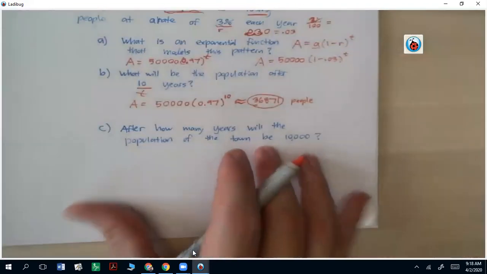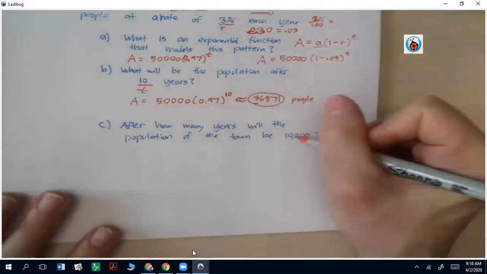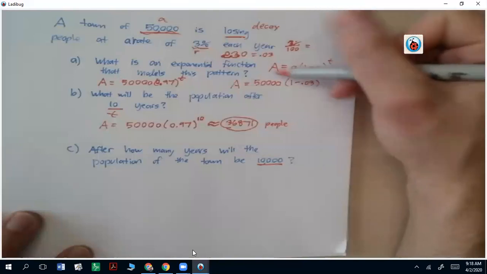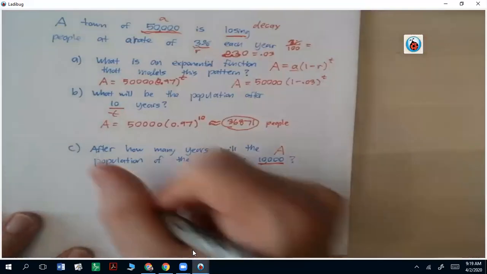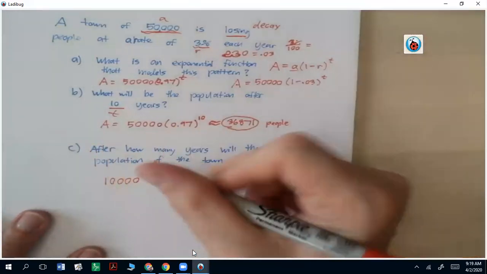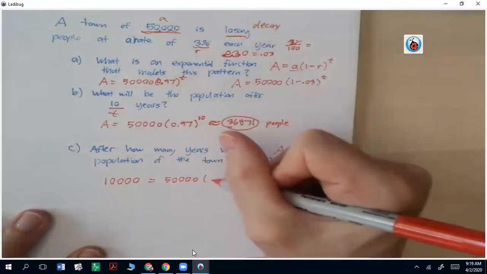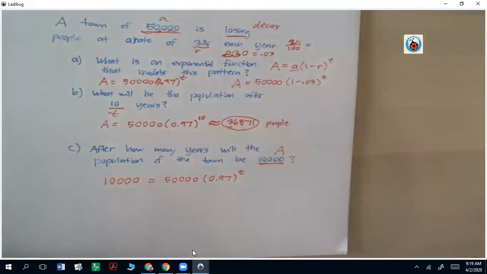So today we want to address the question, how many years will it take the population to be 10,000? So we want to predict a time that gives us a final amount of 10,000. This would be like your capital A. So really we're solving this equation. 10,000 equals 50,000 times 0.97 raised to the t power.